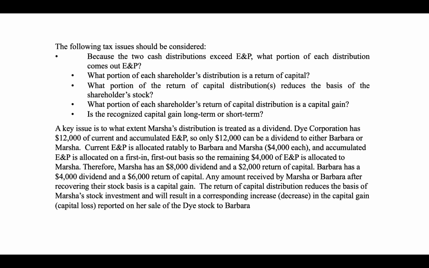Because the two cash distributions exceed earnings and profits, what portion of each comes out of earnings and profits? We need to know what portion of each shareholder's distribution is a return of capital, what portion of the return of capital distributions reduces the basis of the shareholder's stock, what portion of each shareholder's return of capital distribution is a capital gain, and is the recognized capital gain long-term or short-term?